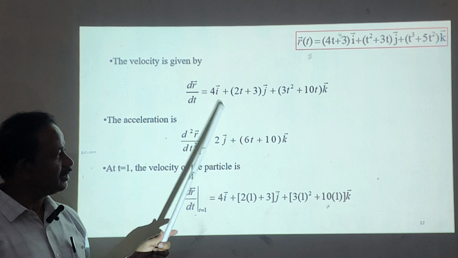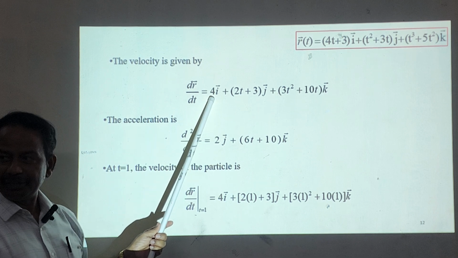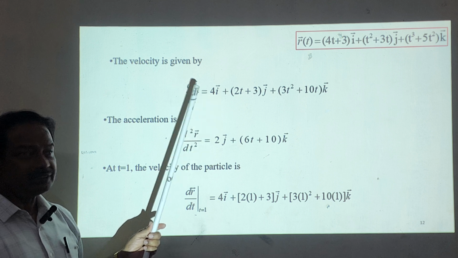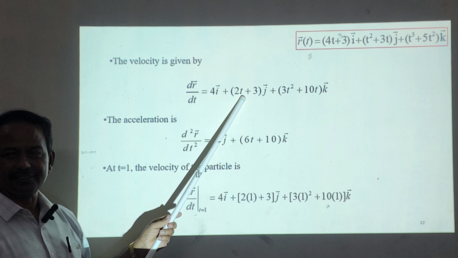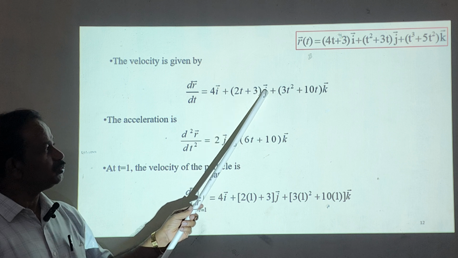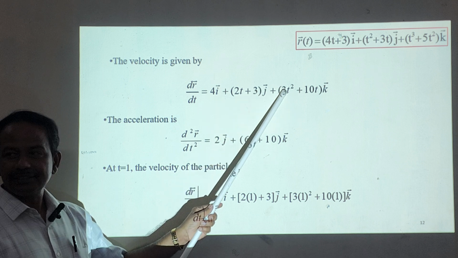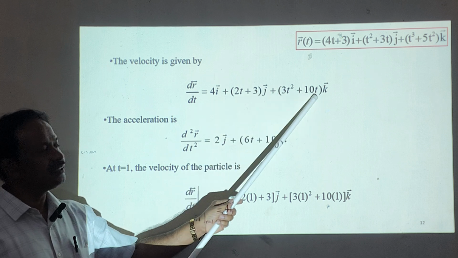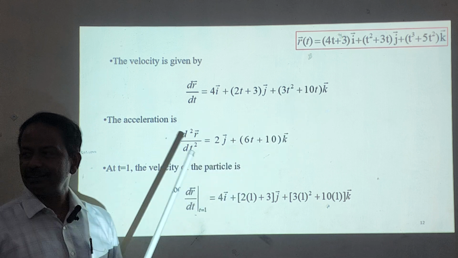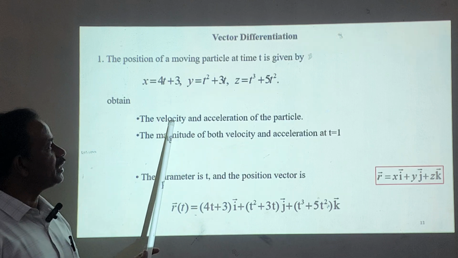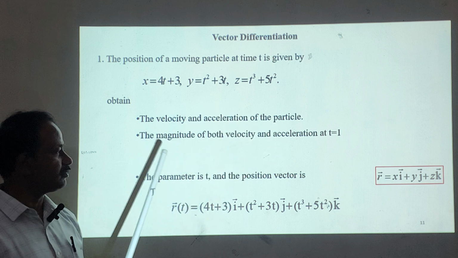Now acceleration is given. Again you have to differentiate. When you differentiate, this answer will be zero, so there is no t here. Here there is t, so the answer is 2, so 2j. Here it is 6t, so 6t plus 10k. So this is your acceleration. So we have found out now the velocity and acceleration of the particle.